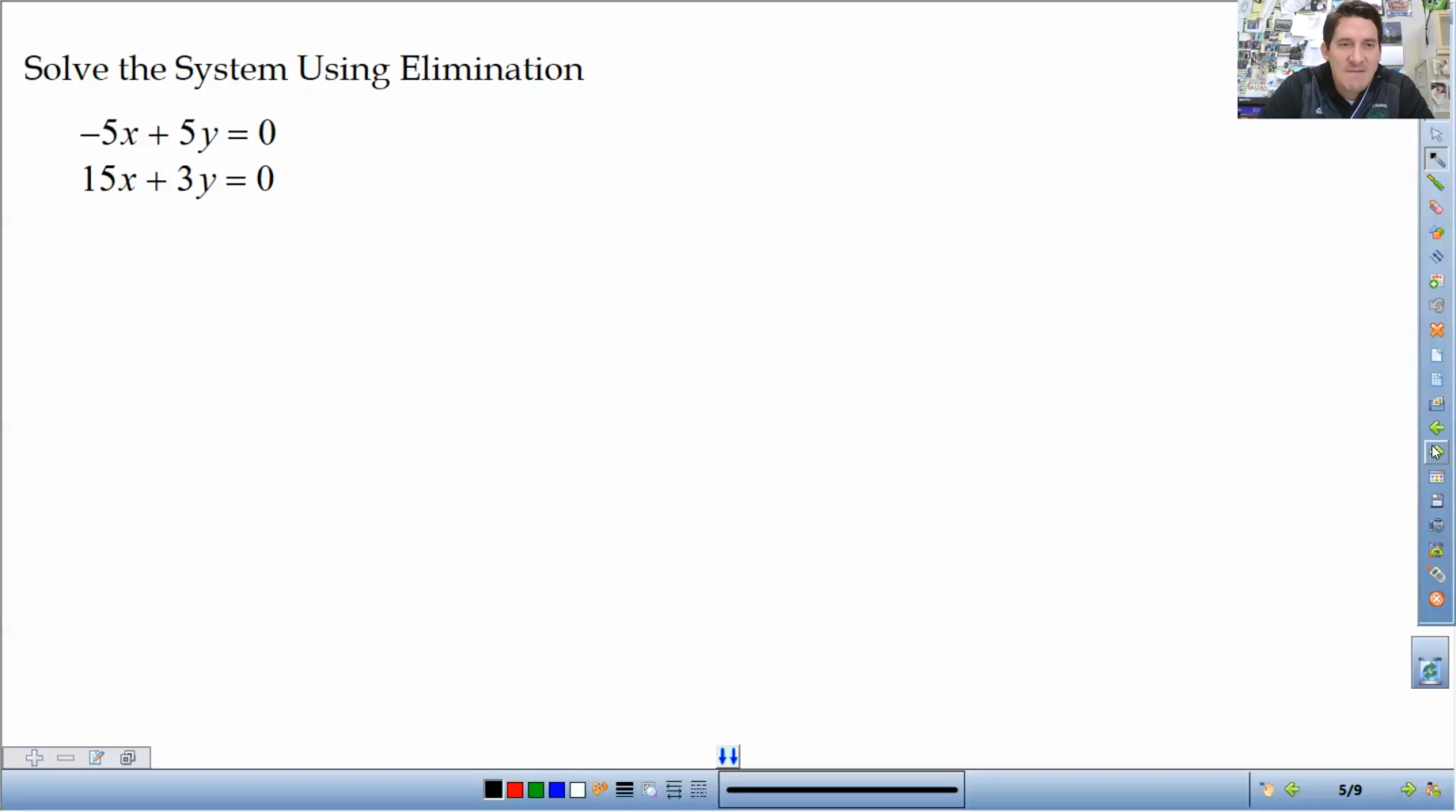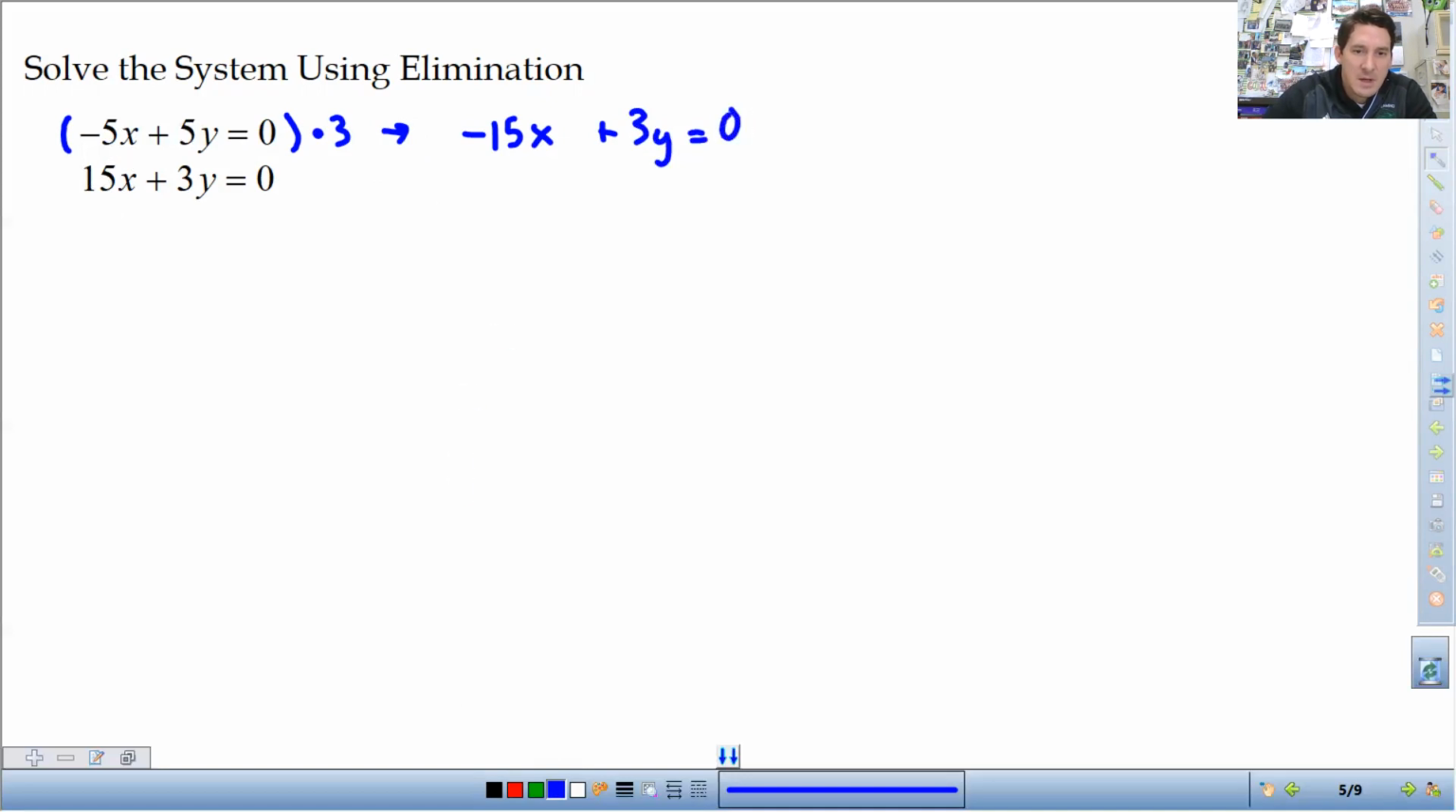So let's look: negative 5x plus 5y is equal to 0, 15x plus 3y is equal to 0. For this, real easy, turn this negative 5x into a negative 15x. I'm going to multiply the top equation by 3. When I do that, I get negative 15x plus 3y is equal to 0. And then line up the other equation below it. So it's positive 15x plus 3y is equal to 0.